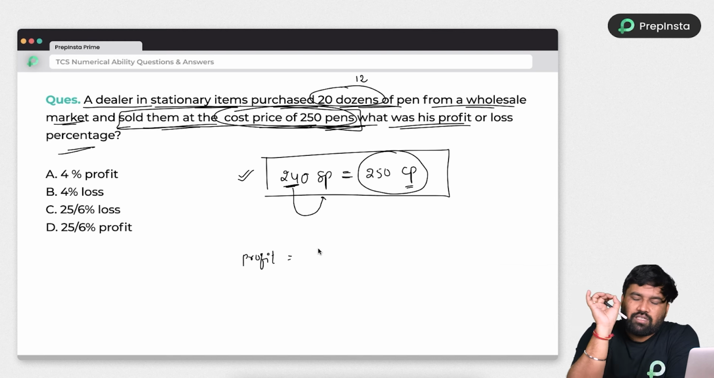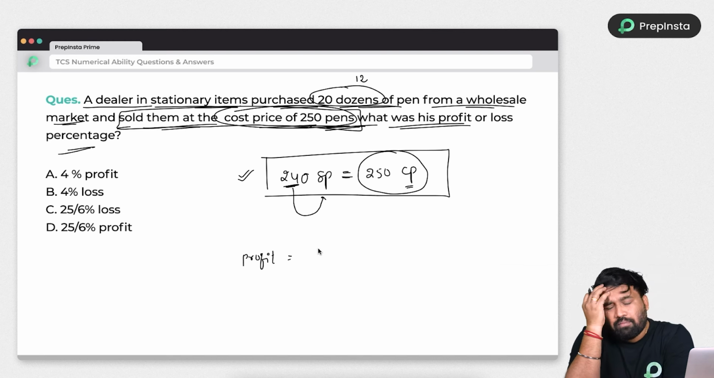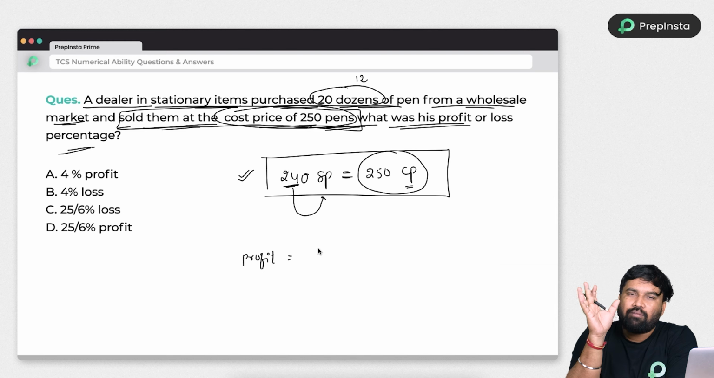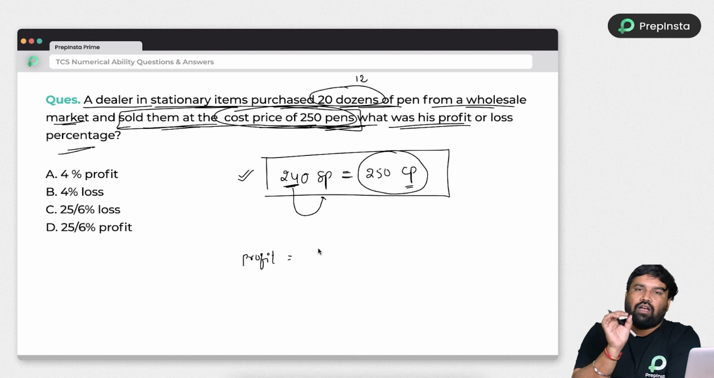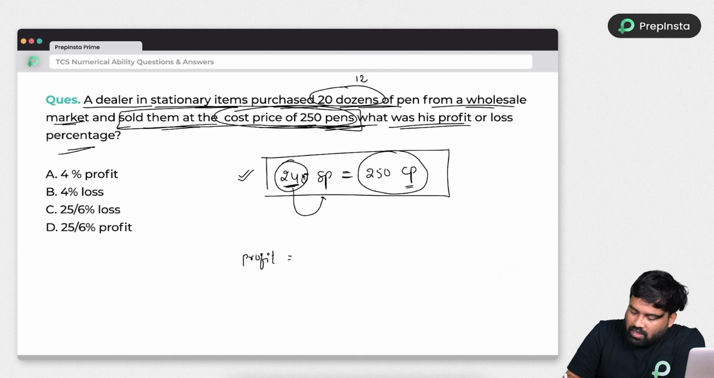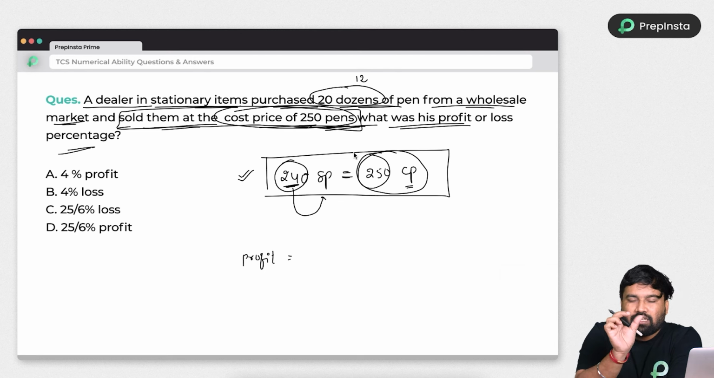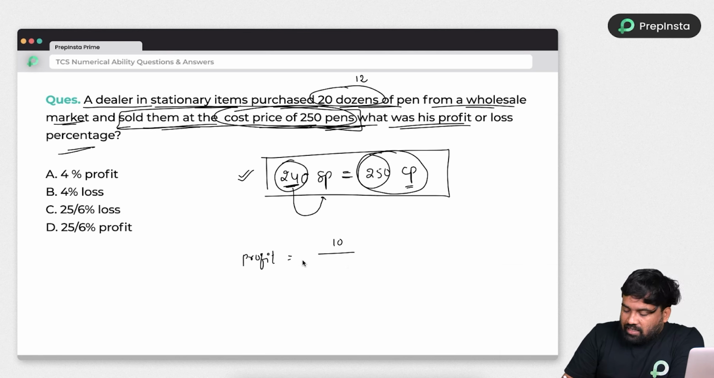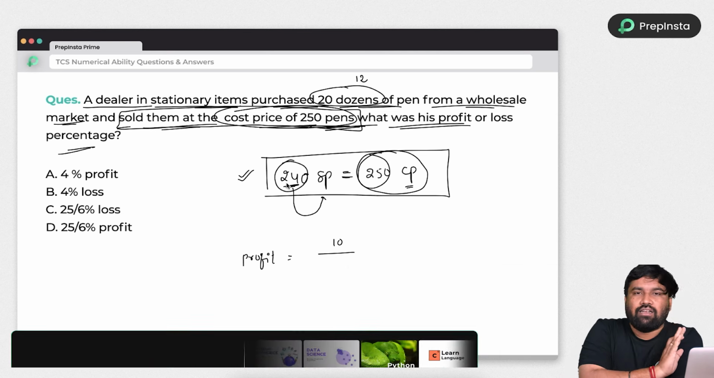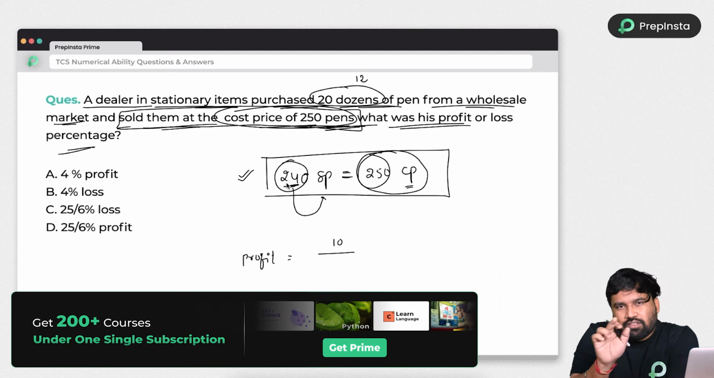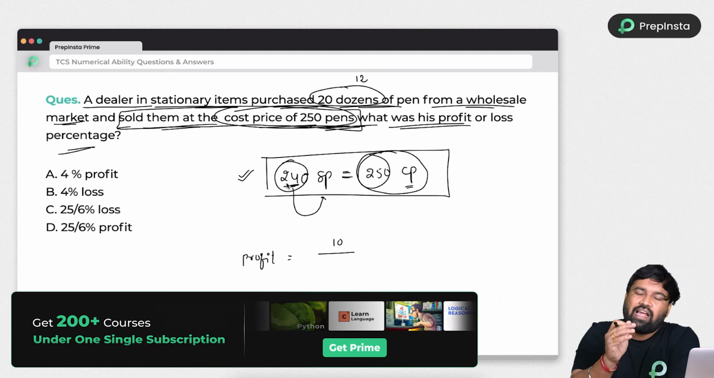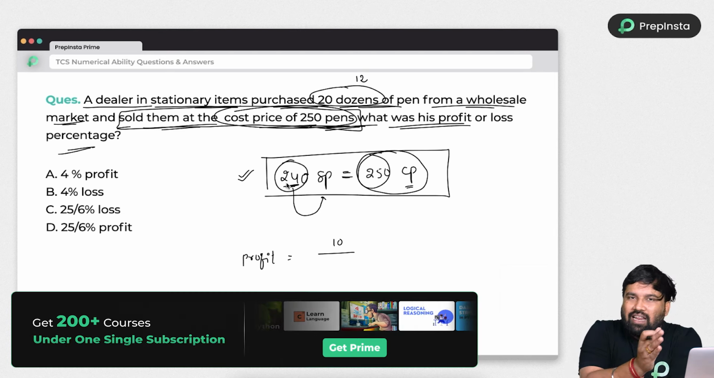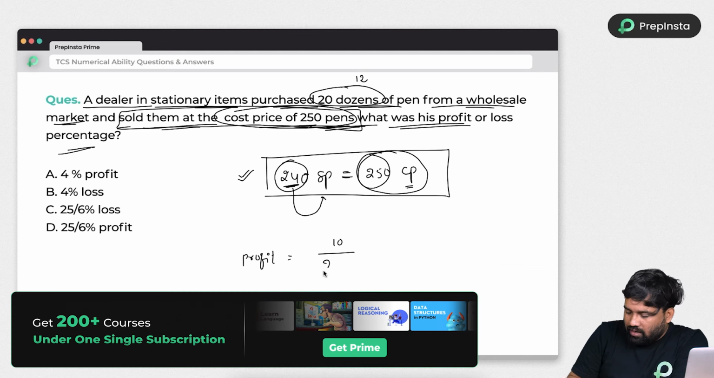Very simple. Just remember this concept by heart. This formula is very simple and important. Just take the difference of items. So here 240 items, here 250 items. The difference of the items is 10, divided by items on the selling side. That's it. Difference of the items divided by selling side items. Selling side items is nothing but 240.